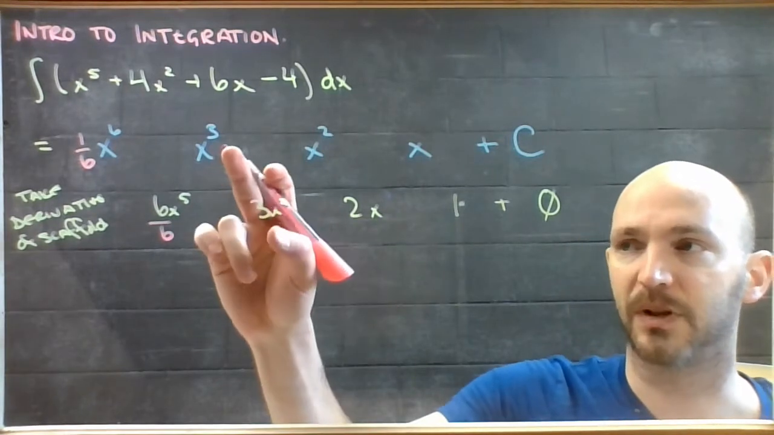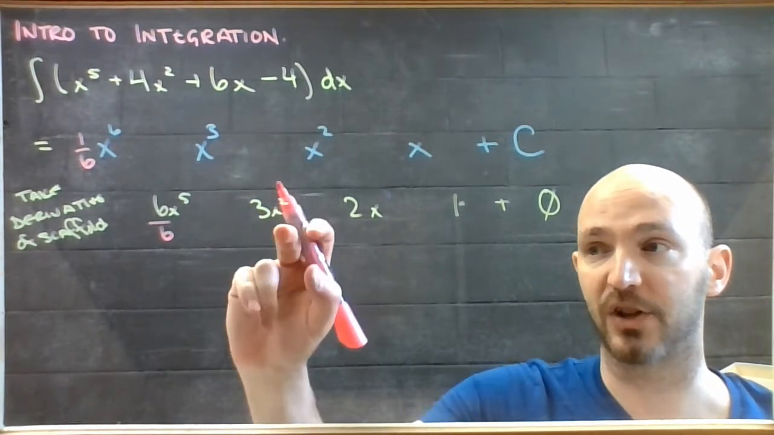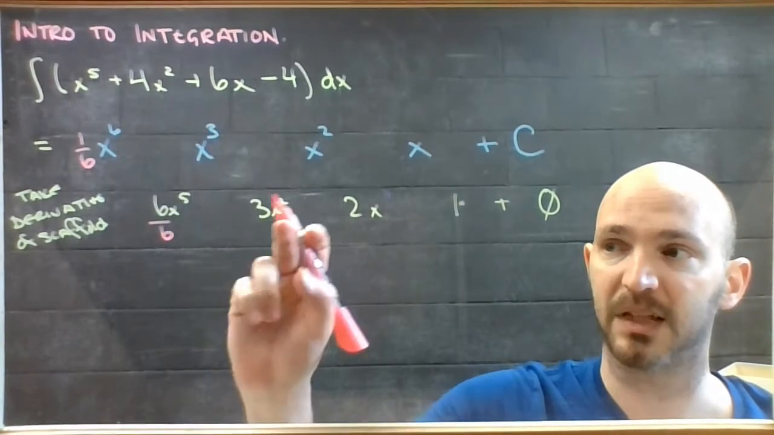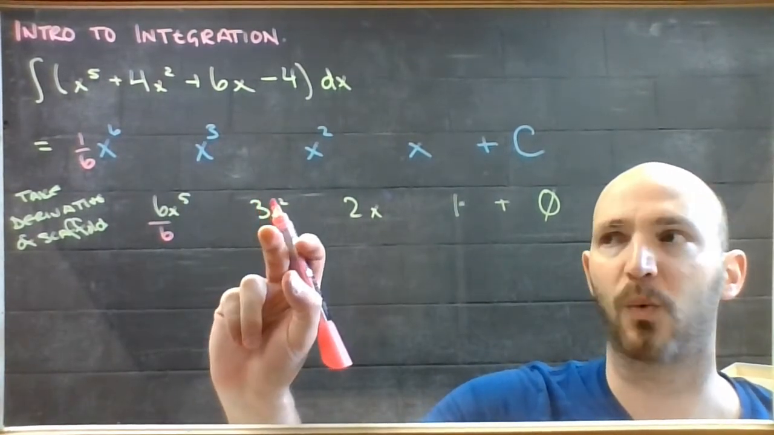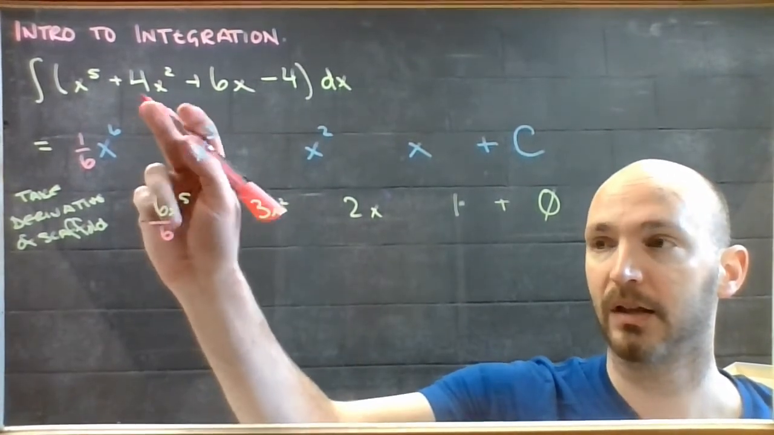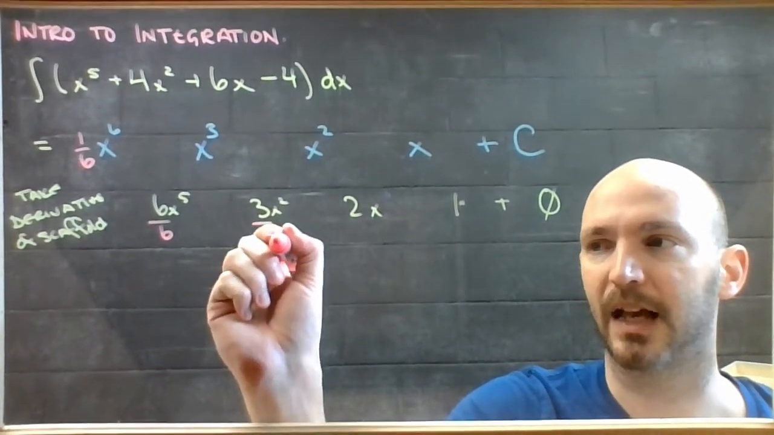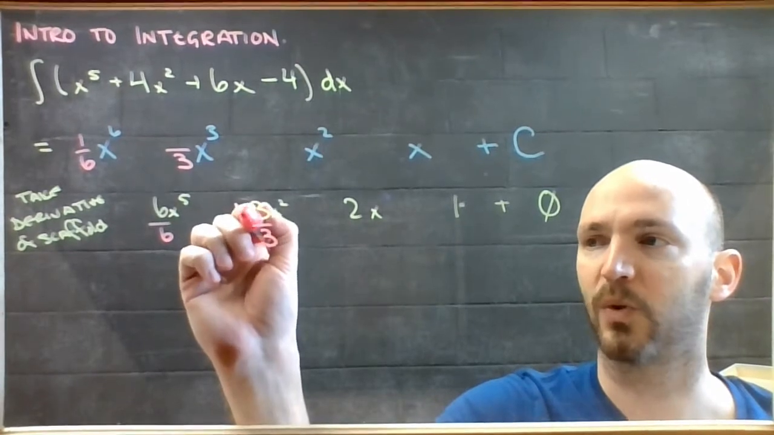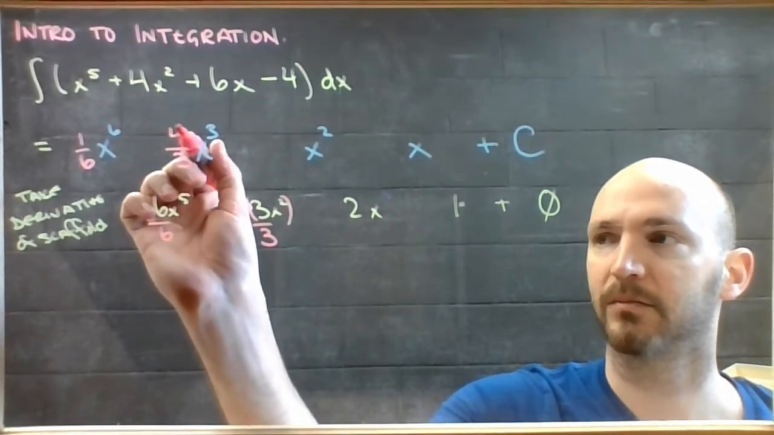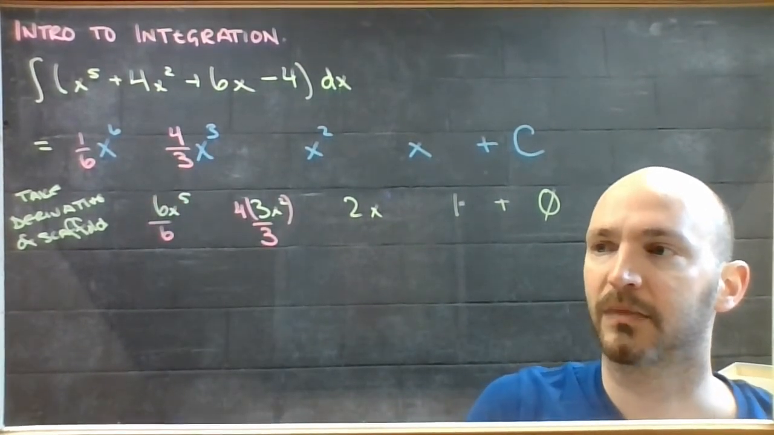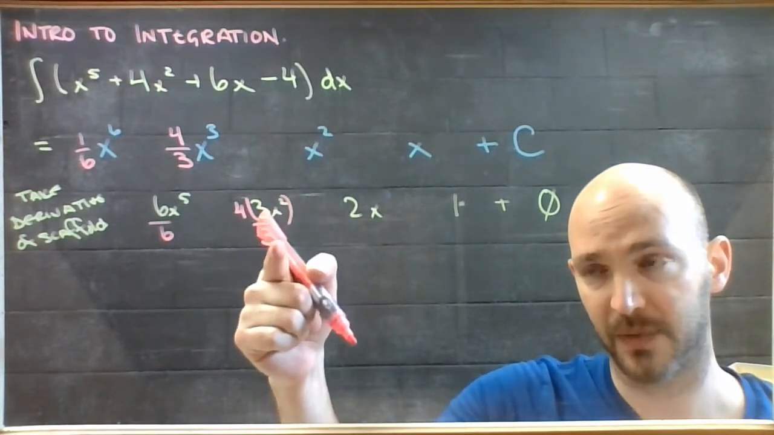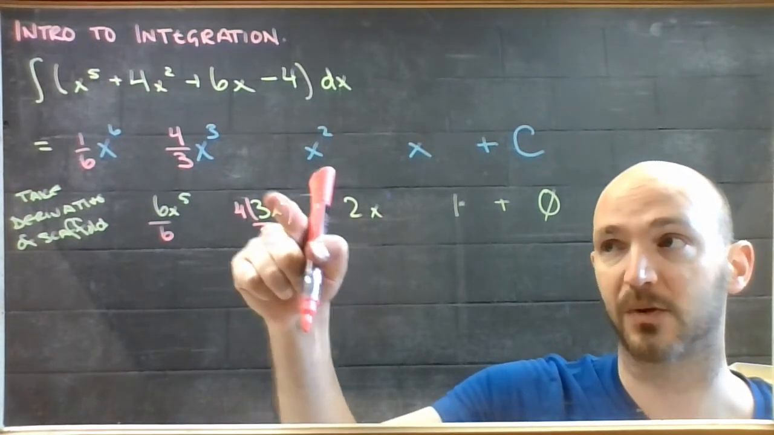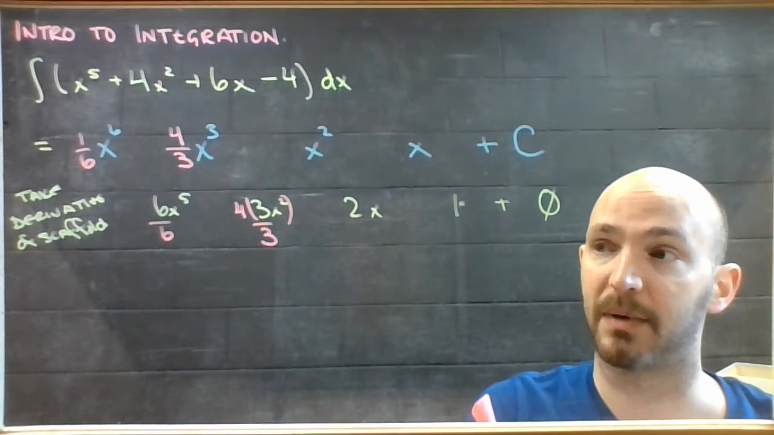On my next one, this x cubed is going to generate the x squared that I need, but it leaves a 3 in front. I don't want a 3, I want a 4. So I'm going to have to eliminate that 3. And I'm going to have to put a 4 in its place. So if you look at this, right, 3 divided by 3 is gone. 4 times x squared gives me 4x squared, and that's what I'm after.